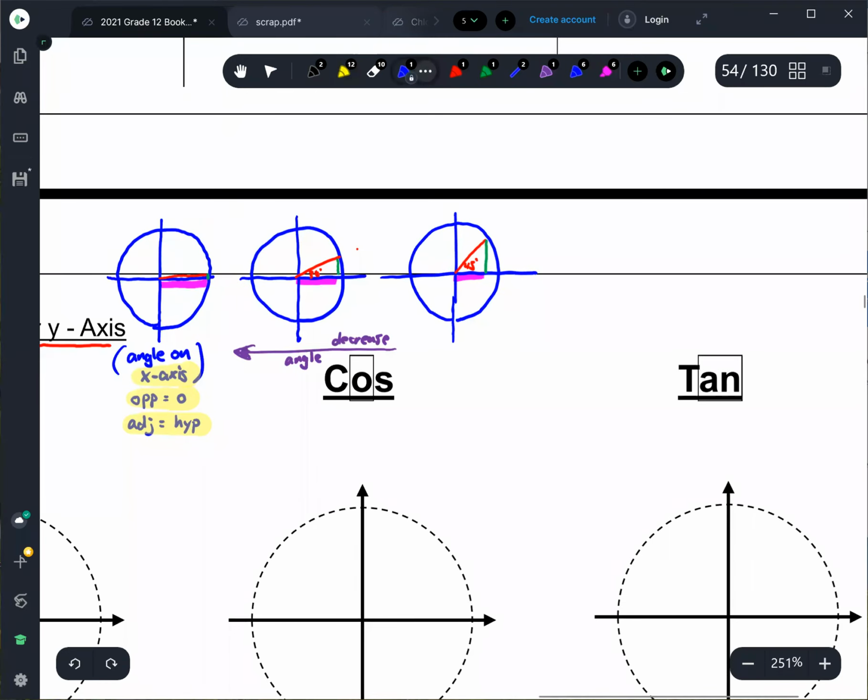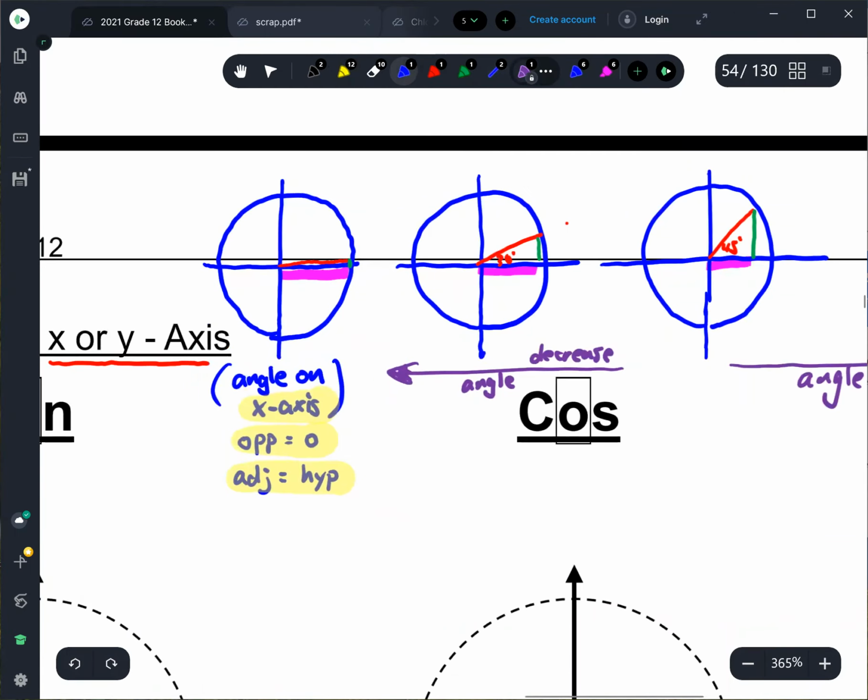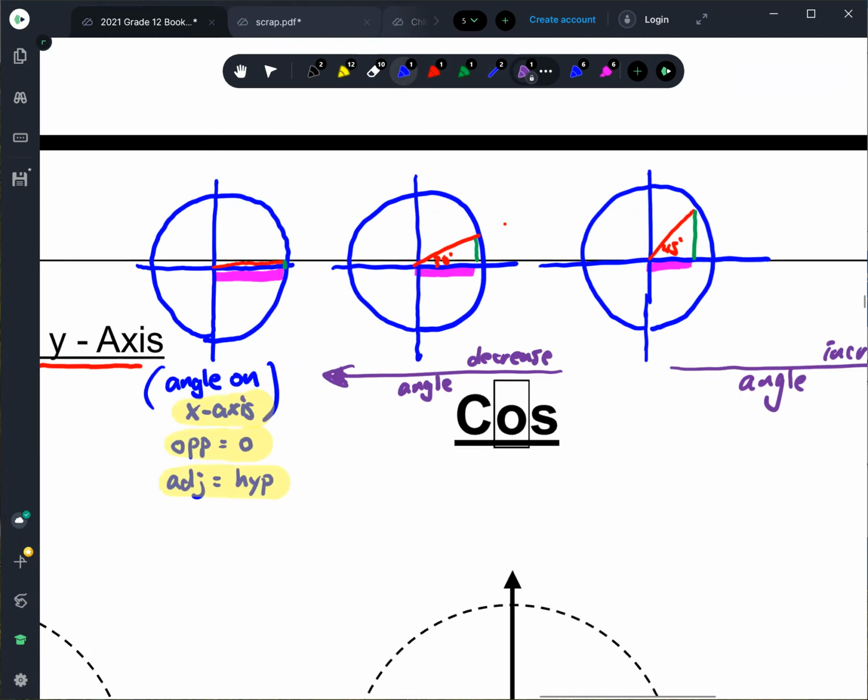Yeah, I do now. Okay, so now we're going to go the opposite way. We're gonna increase the angle. You can also see from 30°, it goes to 45°. That's increasing. We're starting from 30 to 45, and then the green line, which is opposite, becomes longer. And then the adjacent side gets shorter as the angle increases.